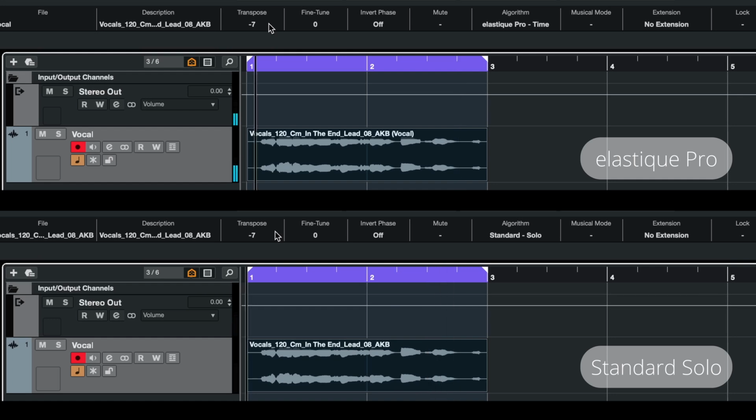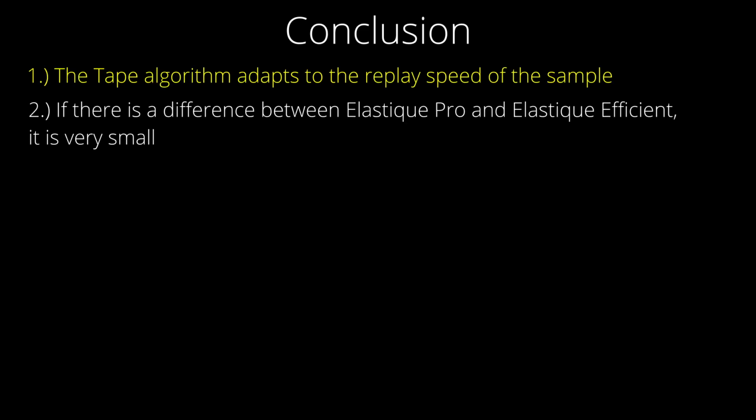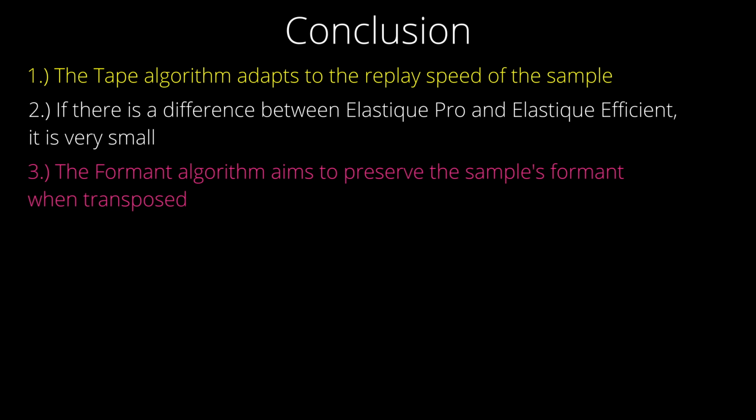I think in most cases the Elastic Pro version will be the preferred option. Conclusion. The tape algorithm adapts to the replay speed of the sample. If there's a difference between Elastic Pro and Elastic Efficient, it's very small and I couldn't notice it. The Formant algorithm aims to preserve the sample's formant when transposed.